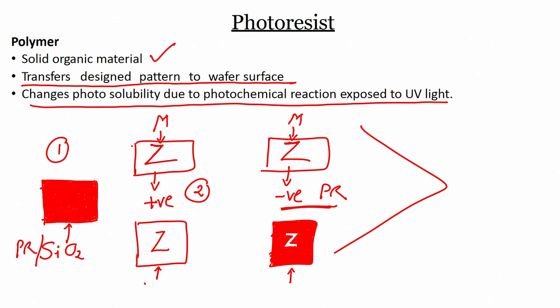Now, how does this happen? Because it changes the photo solubility due to photochemical reaction under the exposure of UV light, because this is photosensitive. That is why it is called photoresist.